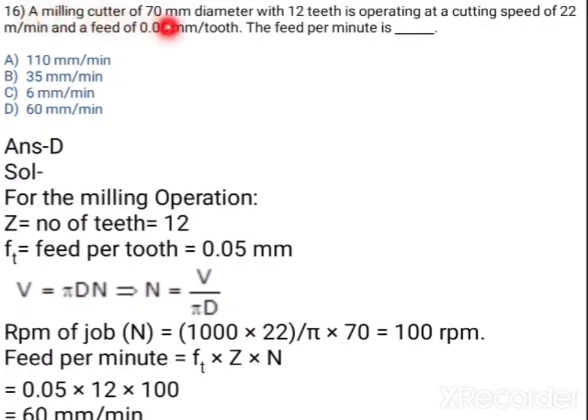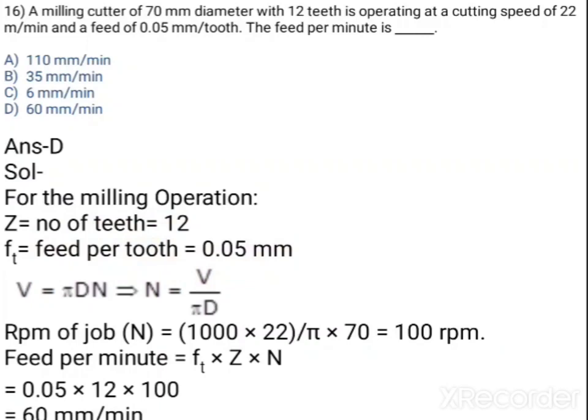A milling cutter of 70 diameter with 12 teeth is operating at a cutting speed of 22 meter per minute and a feed of 0.05 per tooth. The feed per minute is? So they ask the feed per minute, and look at the given data. Diameter of the cutter is 70, number of teeth 12, feed per tooth ft is 0.05 per tooth. Then we have to find out the velocity, which is equal to pi dn by 60.